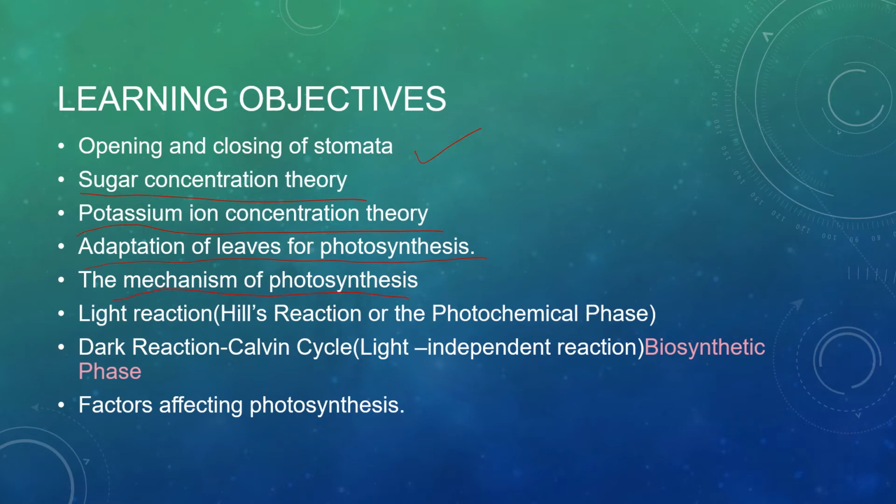photosynthesis, which consists of two parts: the light reaction, also called the Hill's reaction or the photochemical reaction, and the dark reaction, which is the Calvin cycle, a light independent reaction, also called the biosynthetic phase. Till this point we are going to study in today's episode.